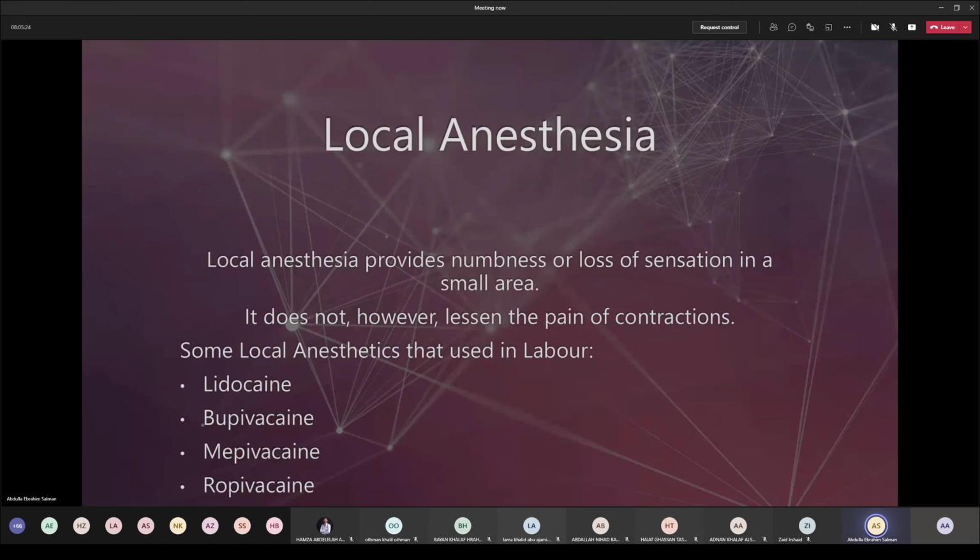Now we're going to talk about local anesthesia. Local anesthesia provides numbness or loss of sensation in a small area. It does not, however, lessen the pain and contraction. Some local anesthetics that are used in labor are lidocaine, bupivacaine, mepivacaine, and ropivacaine.